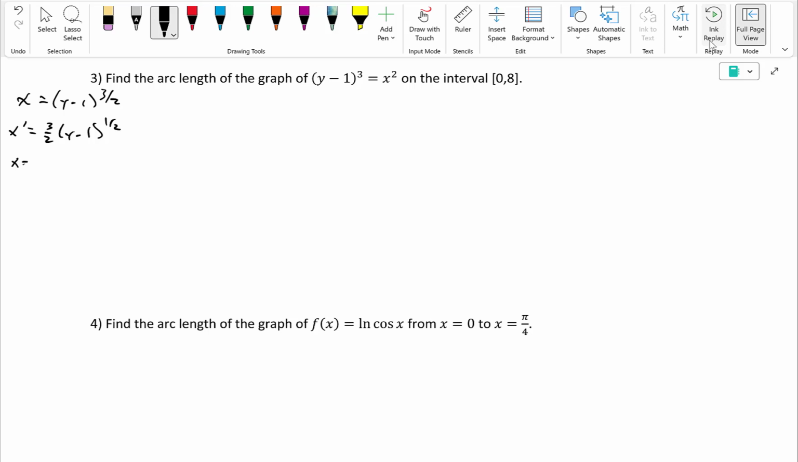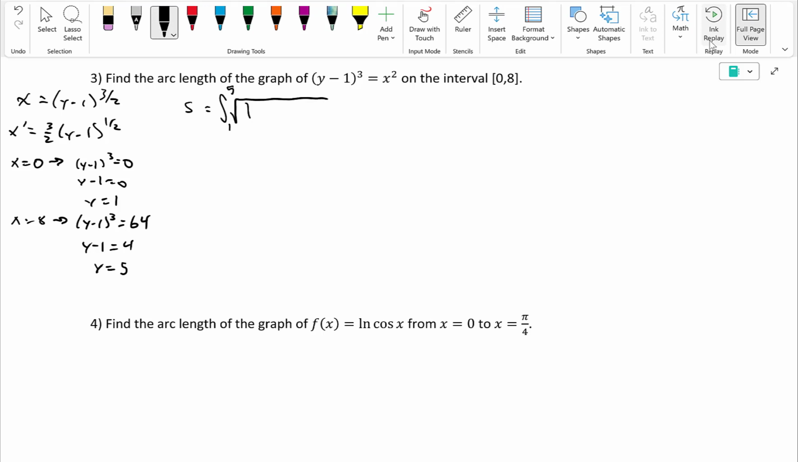So if x is 0, we get that y minus 1 cubed is equal to 0. Cube root still 0, so y minus 1 equals 0, or y equals 1. And if x is 8, we get that y minus 1 cubed is equal to 64. Cube root of 64 is 4. And then adding the 1, y is 5. So for our arc length s, we're going to integrate from 1 to 5.